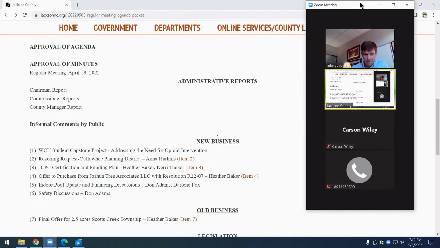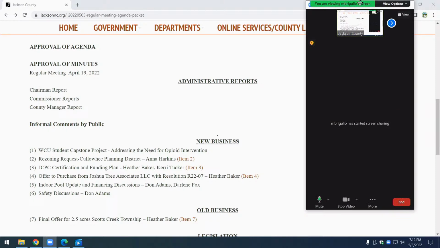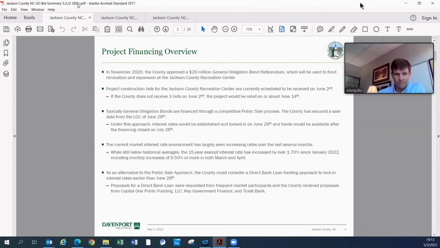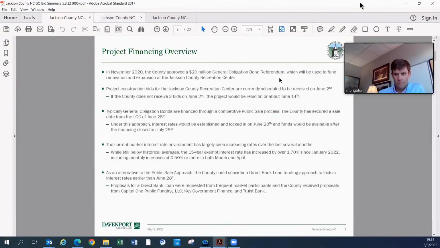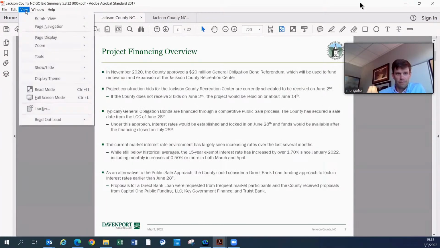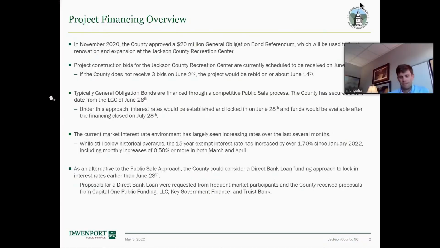So while he's setting that up, if you recall earlier in the meeting, I mentioned to you that the timing of some of these issues is going to be very relevant to our discussions today. So before we jump into this project financing overview, let's talk a little bit about how we've gotten to where we are today. As a reminder, we are scheduled to open bids June 2nd for this project.